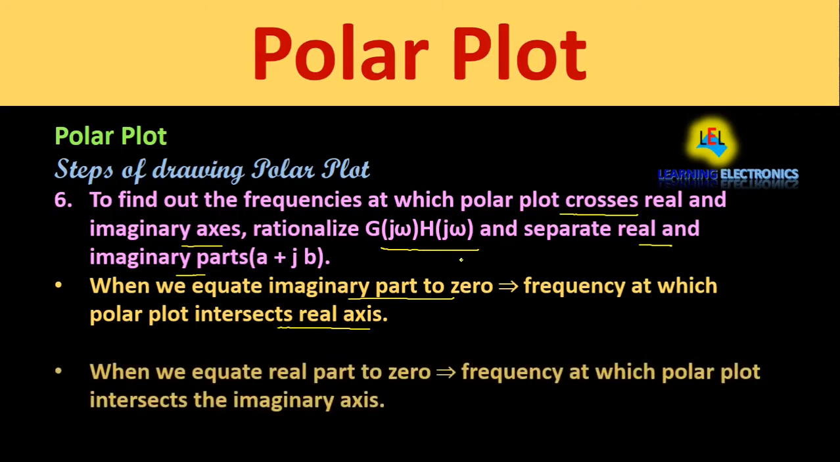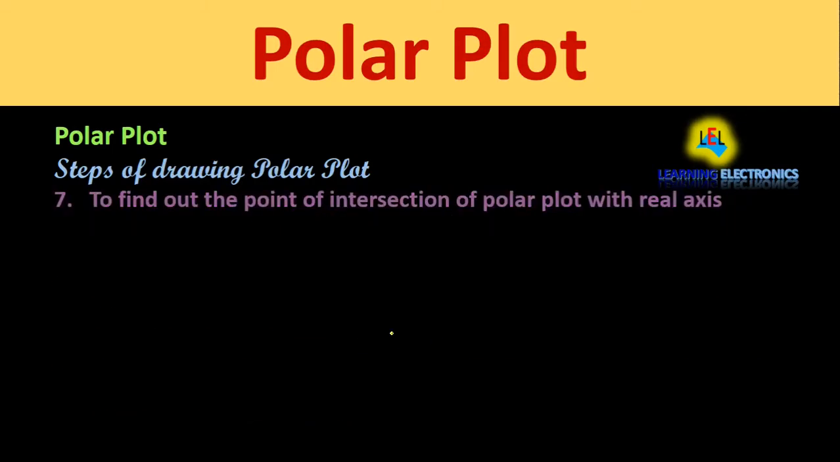And if we want to find out the frequency at which the polar plot intersects the imaginary axis, then we have to equate the real part of the equation of G(jω)H(jω) to 0. Next step is to find out the point of intersection of the polar plot with the real axis.